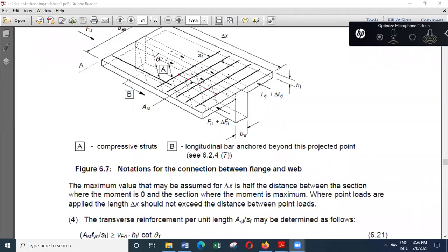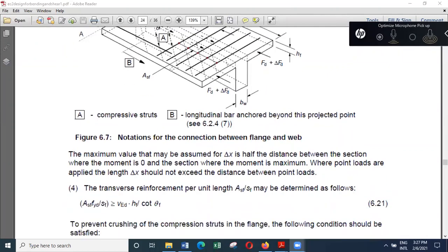So basically we need some reinforcement this way, and that is to prevent any failure that can occur between the flange and the web. And so the one important parameter is what is the distance that we are going to consider the change in moment. What is the distance that we are going to consider the change in moment?